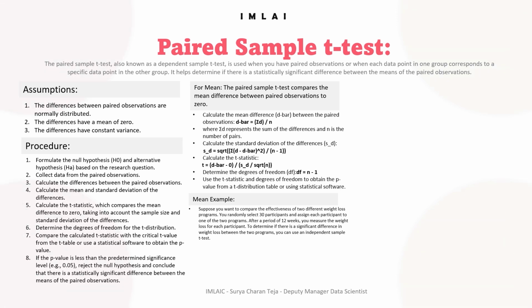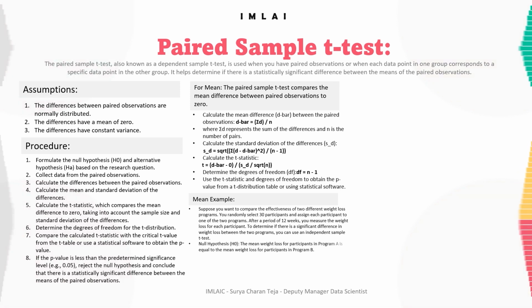So as an example, suppose we want to compare the effectiveness of two different weight loss programs. You randomly select 30 patients and assign each participant to one of the two programs. After a period of 12 weeks, you measure the weight loss for each participant. To determine if there is a significant difference in weight loss between the two programs, you can use an independent sample t-test. So here the null hypothesis: the mean weight loss for participants in program A is equal to the mean weight loss for participants in program B.